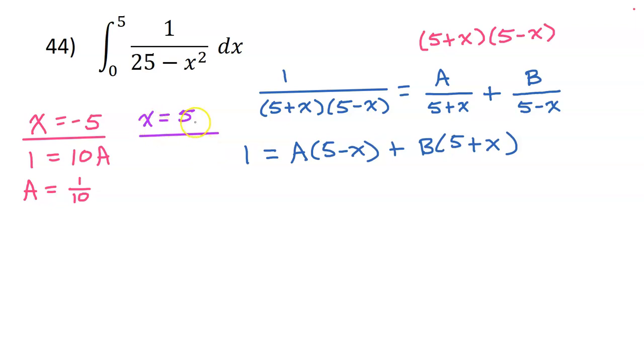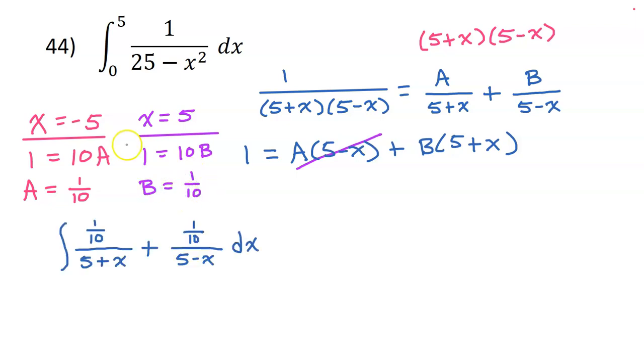Similarly, if we let x equal 5, this term becomes 0, and we are left with 1 equals, and here's 5 plus 5, so that's 10B. Dividing both sides by 10 gives us B is also equal to 1/10. Substituting 1/10 back in for A and B, we can rewrite the original integral like this. We can find the antiderivative term by term using a mental U substitution.